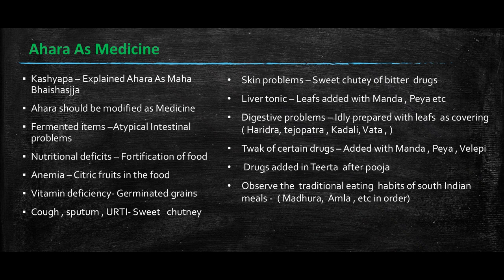Now, suppose the child has some cough or cold, sputum, upper respiratory infection and the child is not able to take the medicine. Then make the chutney, sweet chutney. That means those drugs that are taken, they are converted into chutney and some extra jaggery is added and that can be supplemented. This is how we have to modify our food items.